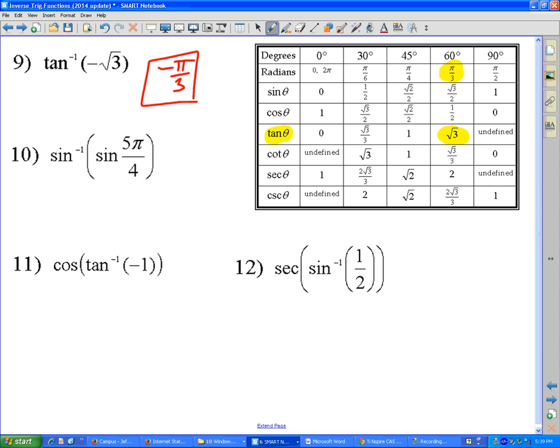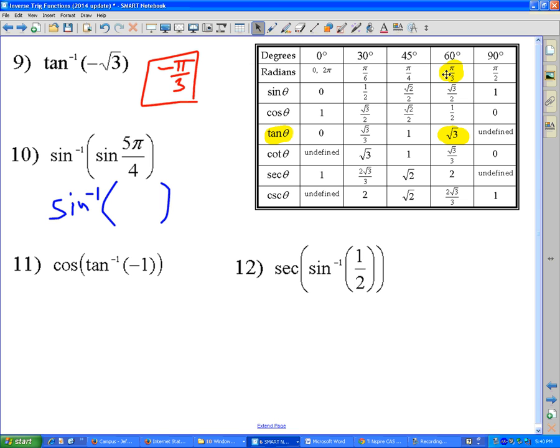Number 10 starts to get into these composite functions or composite expressions, which I know look a little creepy, but just do them in 2 steps and you'll be absolutely fine. Always do the inside first. Sine of 5 pi over 4, guys, is just like the problems we've been doing all semester long, where we find the exact value of pi over 4.